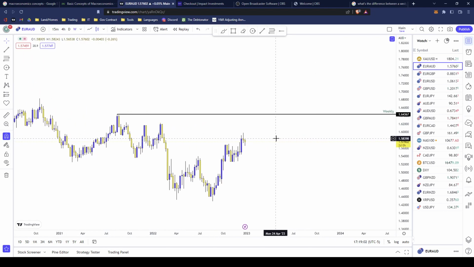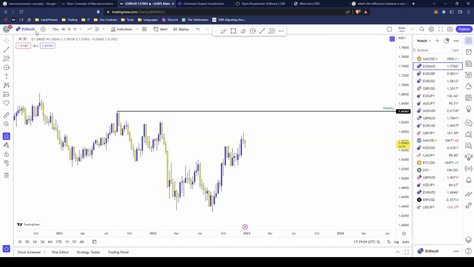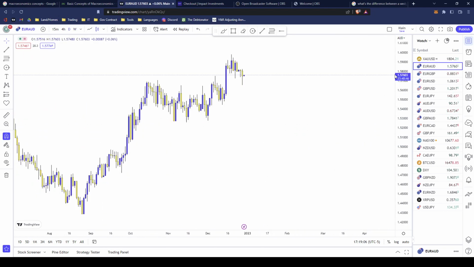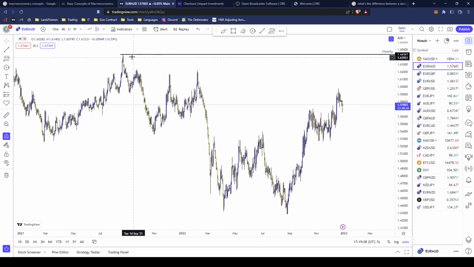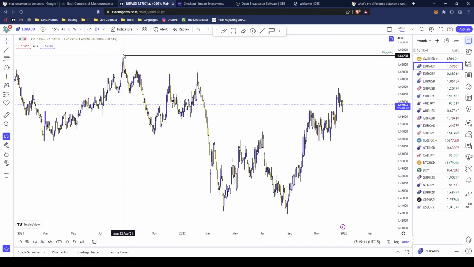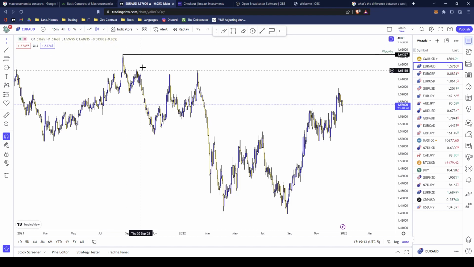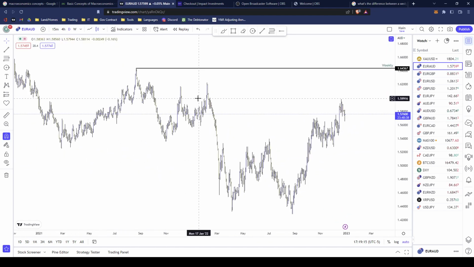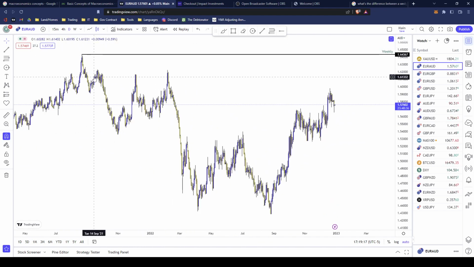I'm going to take this off because we don't really care about that right now. Daily, we're going to look at our daily structure. We see in our daily structure that same thing right here. So this is our weekly high, higher high. So we can honestly start from here.